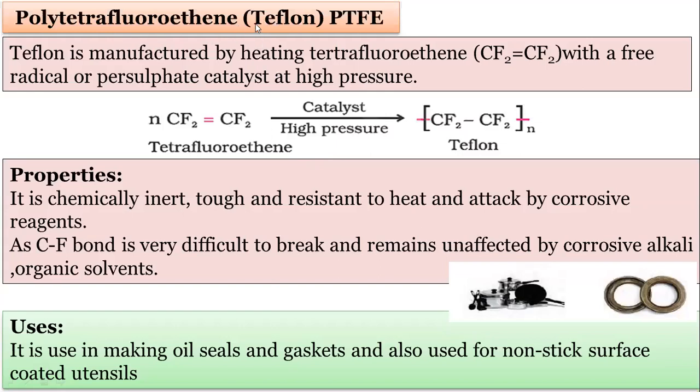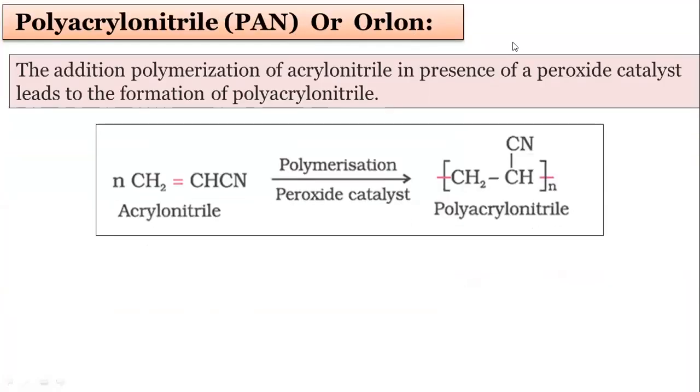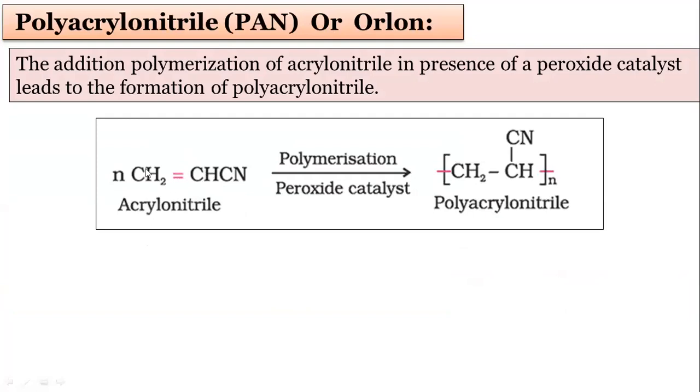Polyacrylonitrile, the short form is PAN. P stands for polyacrylonitrile, or it is also called Orlon. So this Orlon is prepared by using acrylonitrile, or it is also called vinyl cyanide. This vinyl cyanide undergoes polymerization in presence of a peroxide catalyst, and we get the polymer called polyacrylonitrile. It is also called Orlon.